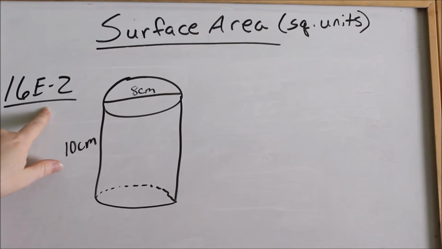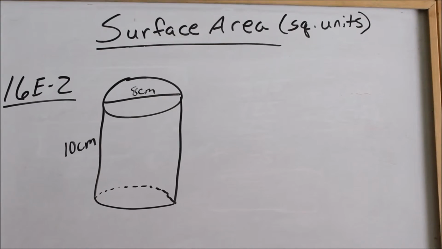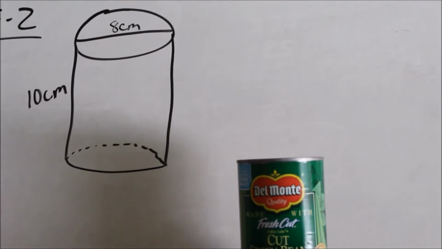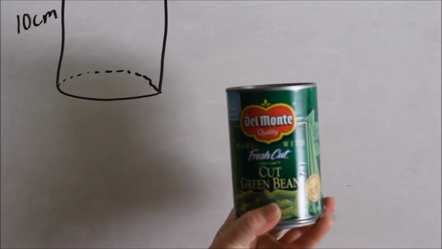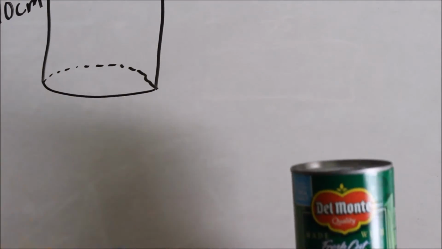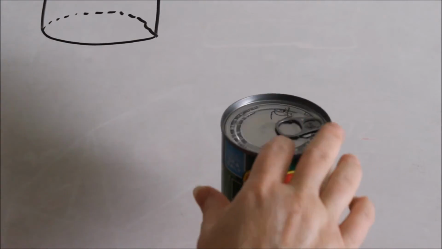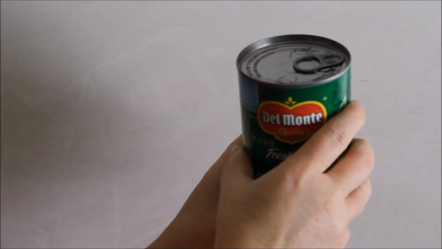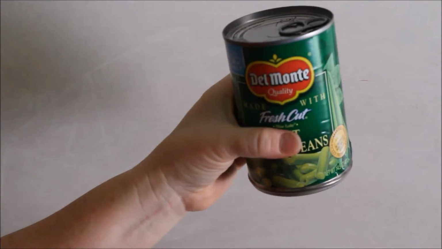Okay, now we're going to be looking at 16E2, surface area of a cylinder. A cylinder is like having a vegetable can. This is a cylinder. Remember, we're doing area, so we want the area of the outside. How much aluminum does it take to make this can? So we look at the different shapes it's made out of.